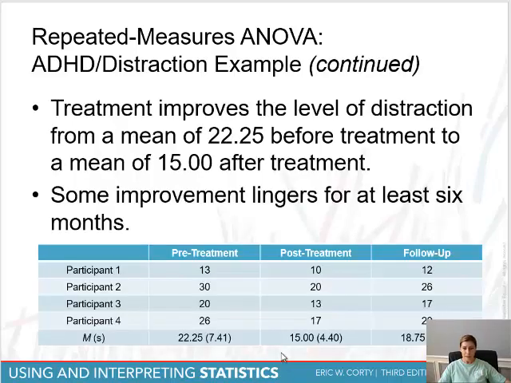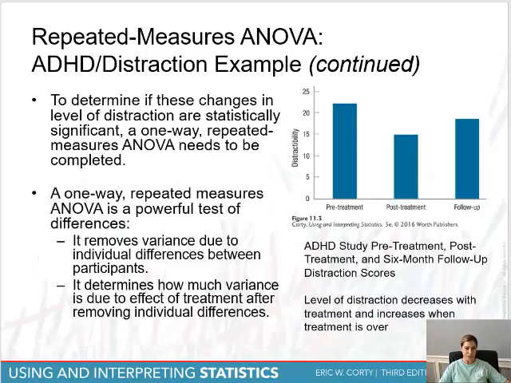So the data look like this. We have our 4 participants, and we have the mean and standard deviation for each participant at baseline, post-treatment, and follow-up. And what we can see is that the mean scores decrease at post-treatment. They rebound a little bit at follow-up. So the question is whether there are significant differences between these groups. And if we put this into a figure, this is what we're kind of looking at.